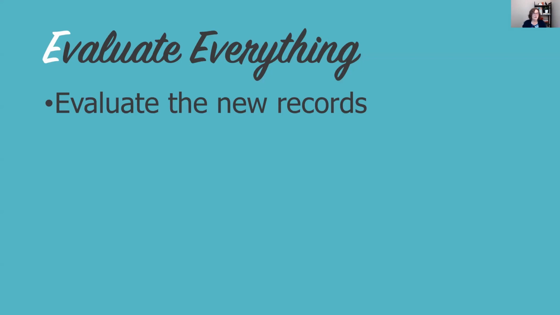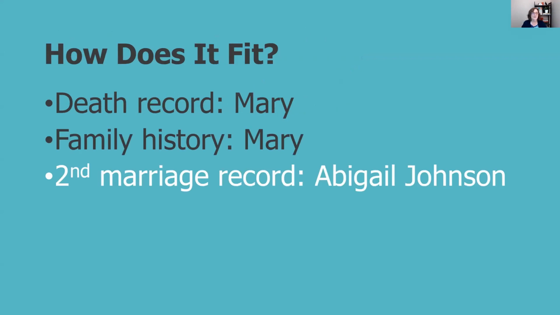Sometimes we think about evaluate and we think, oh, okay, we're evaluating these new records. And of course, we want to do that. Now, we've already evaluated those records that we already had. That was back when we were analyzing what we had. So we're evaluating these new records. We're thinking about their accuracy, but we also have to think about how they fit in with other records. Okay, how does it fit?